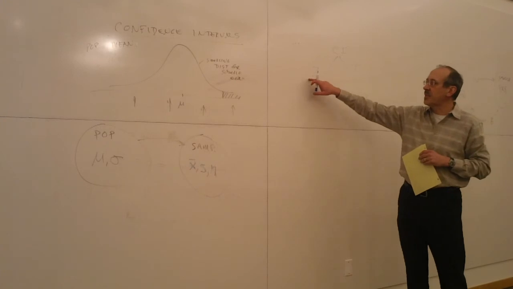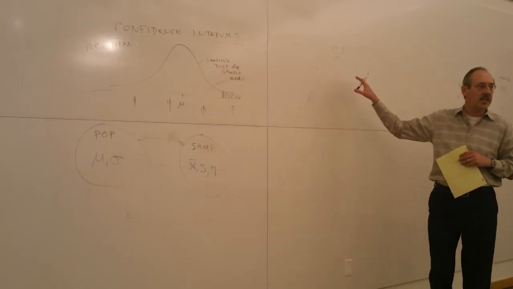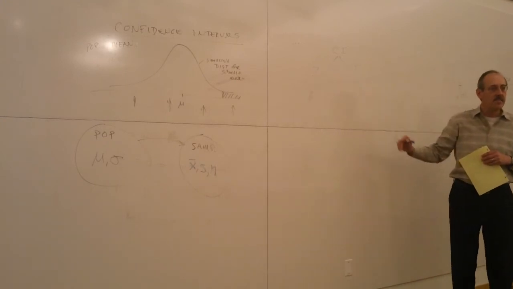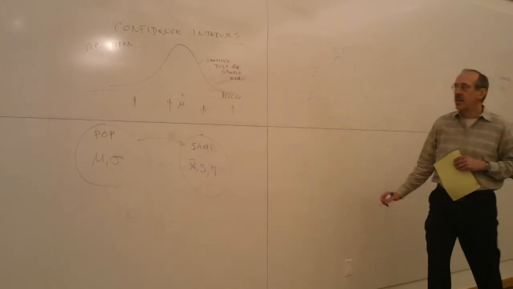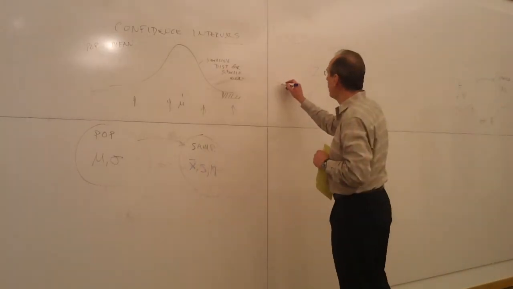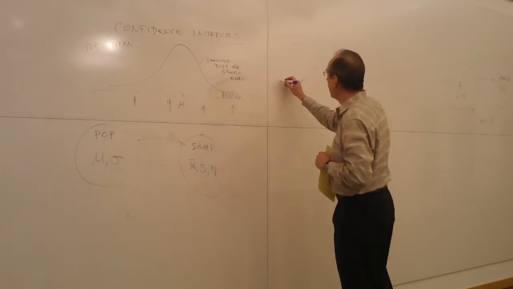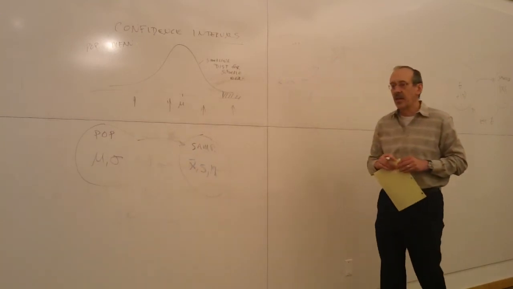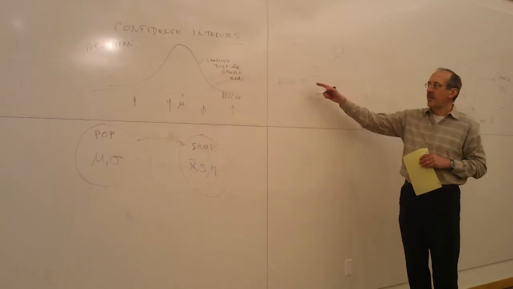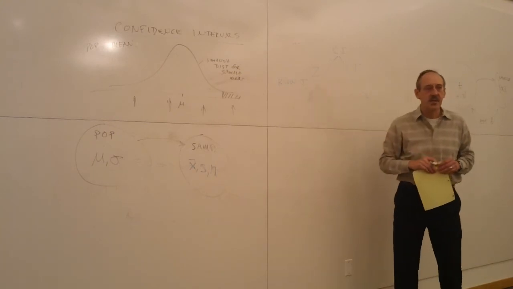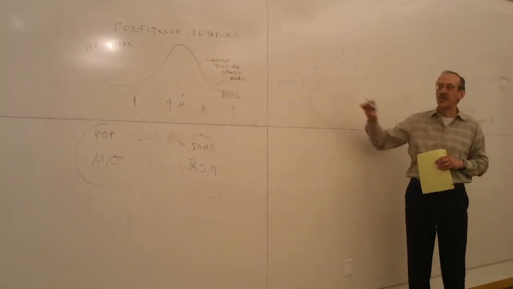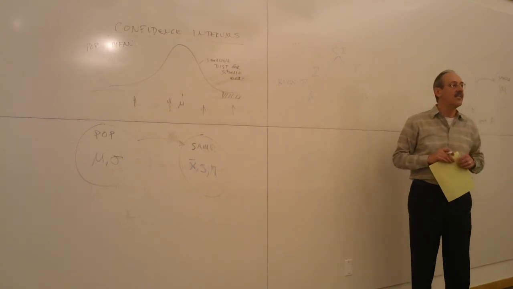What are some of the reasons I would use z and not t? You know the population variance. If I know my sigma, is that alone enough? If I know the population variance or standard deviation, do I always use z? Yeah. Does the population also have to be normal?